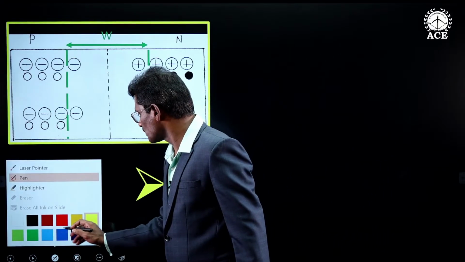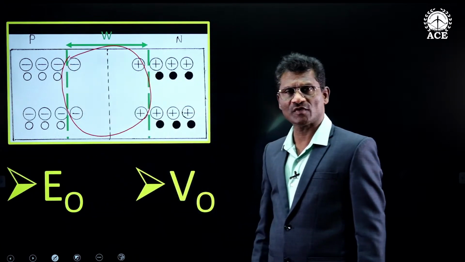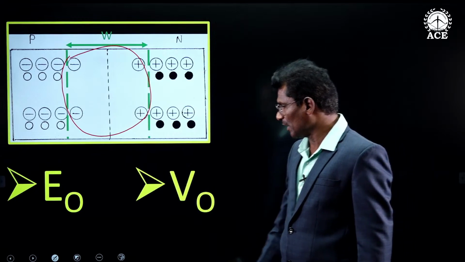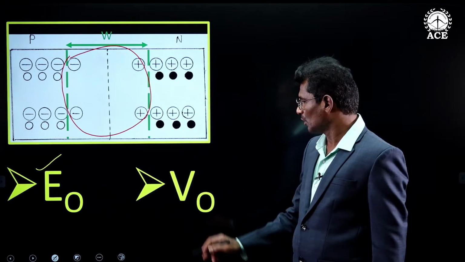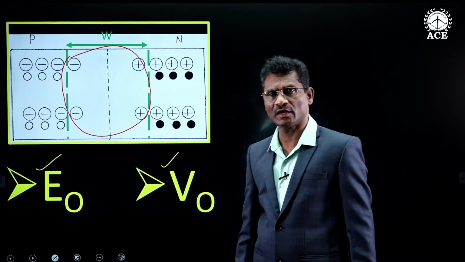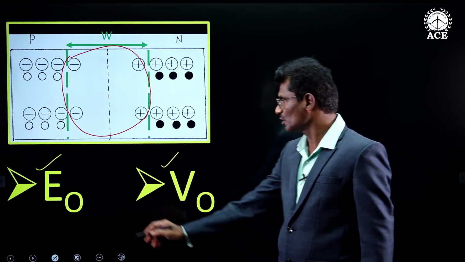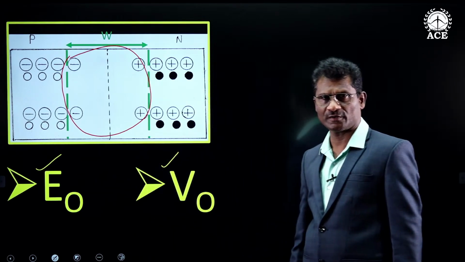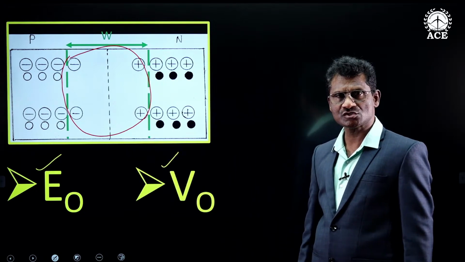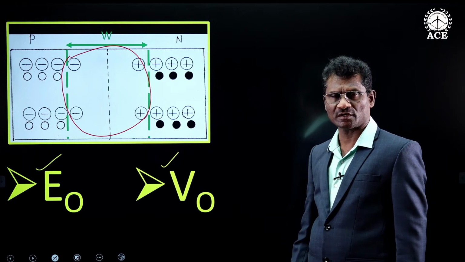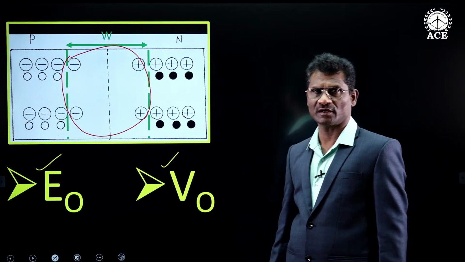Now, across these positive and negative ions, internally electric flux lines will get developed and hence an electric field E0 will get induced or a voltage V0 will get induced, called open circuited contact potential, open circuited electric field. Remember that this V0 and E0 are induced. Induced means internally generated. Applied means externally initiated or externally triggered.